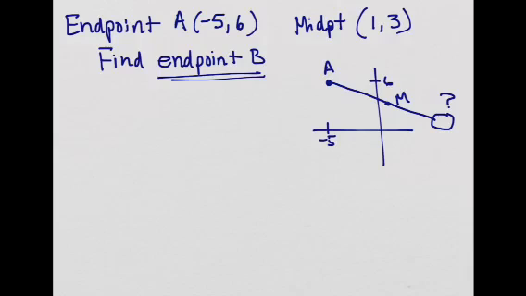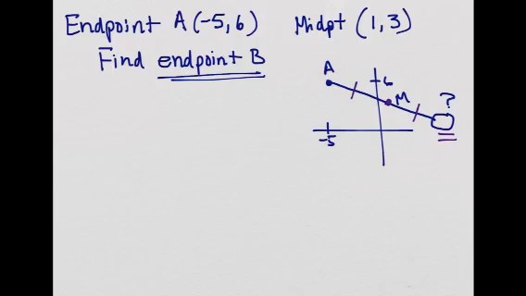Alright, so another type of problem under midpoint is where they give you the midpoint and one of the endpoints, and your job is to find the other endpoint. So I drew this scenario right here. So point A would be somewhere around here, negative 5, 6. The midpoint would be about here, 1, 3. And we're looking for the coordinates of this point right here that would make this segment equal to this segment. Okay? Because the midpoint is right there. We're looking for this x and this y.